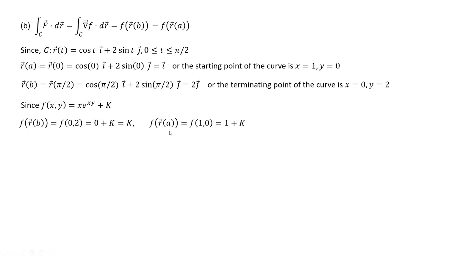Cool. f of r of a, on the other hand, we need to plug x equals 1 and y equals 0, right? That's what this says. So f of 1, 0 is 1 times e to the 0, which is 1, plus k. So we have 1 plus k. And now are we ready to figure out the desired integral? Yeah. f of r of b minus f of r of a, so that is k minus (1 plus k). That's negative 1.